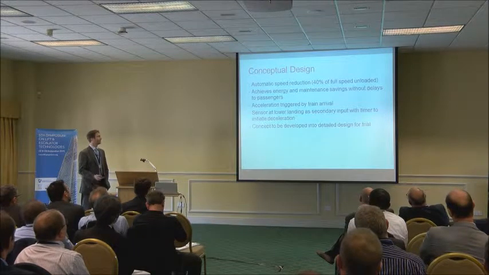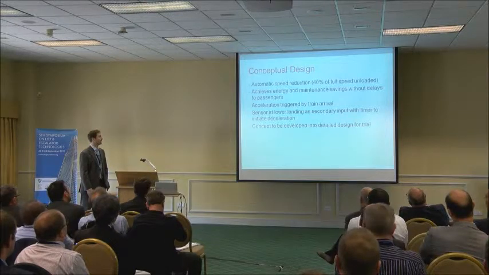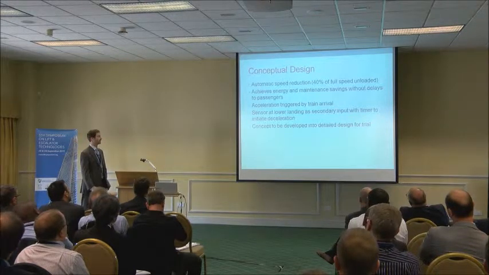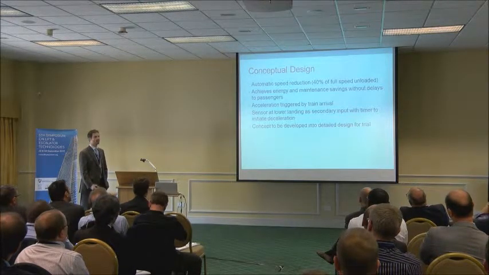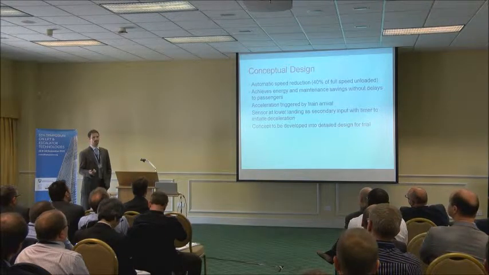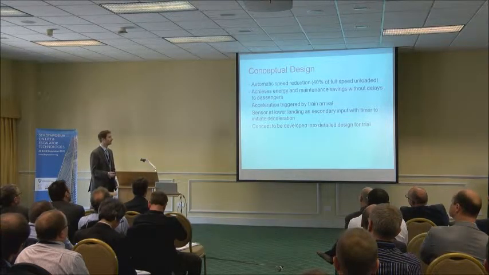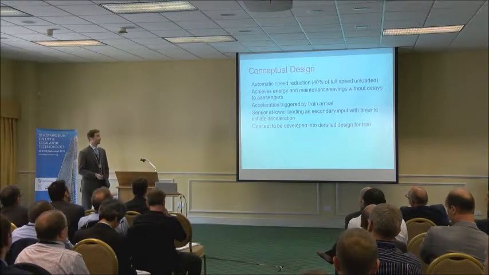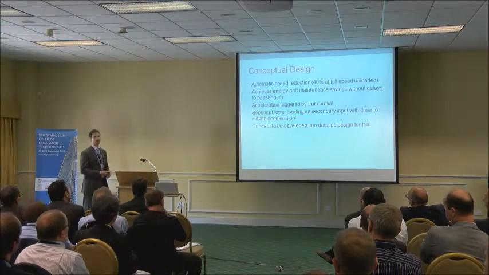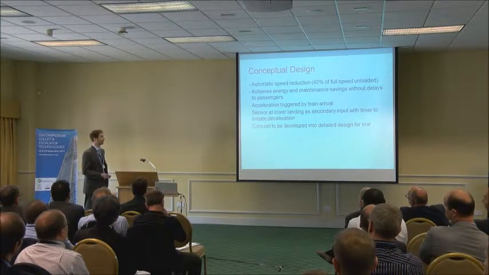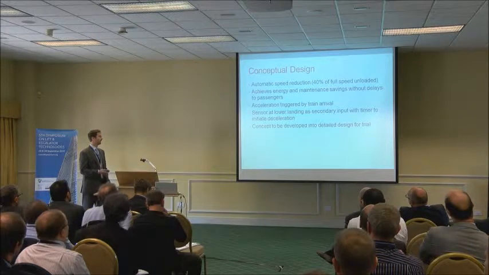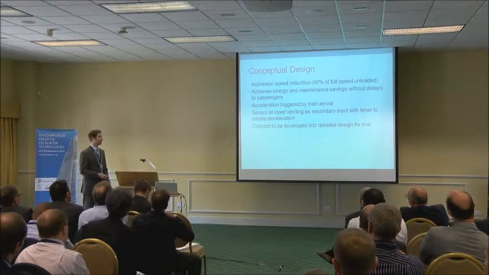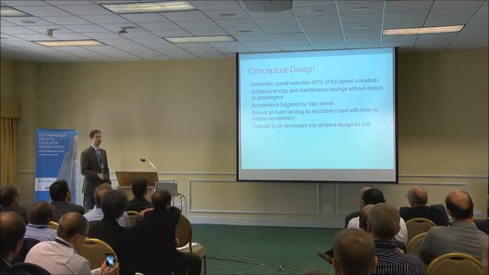So the design which I came up with was simply reducing the speed to 40%, and instead of having a sensor on the escalator itself, because the platform is within close proximity, I'm proposing that the train arrival actually triggers the acceleration, which enables the machine to speed up by the time the first passenger arrives. And then this is hopefully going to be developed into a detailed design for trial.